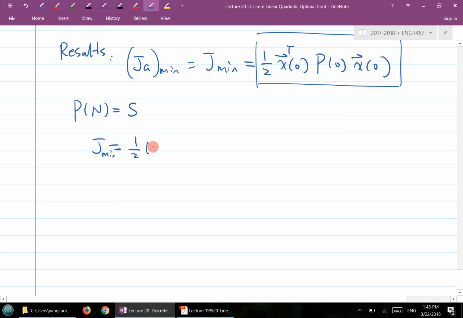Initial value is 1.1037 times 1. Okay. So you end up with 1/2 divided by 2. So you got 0.55, 1, 8, like that. So that's how you can get your P minimum and the J minimum here.